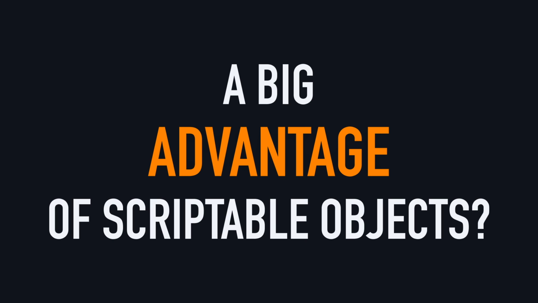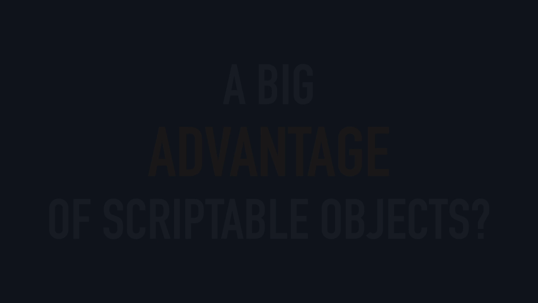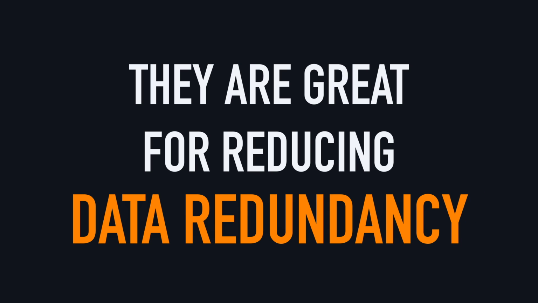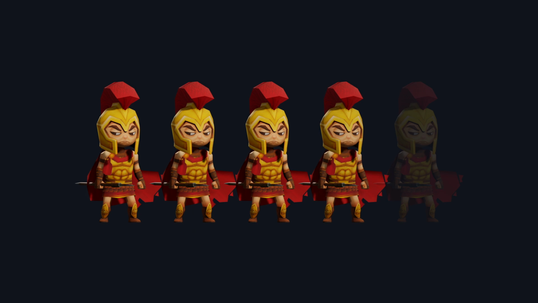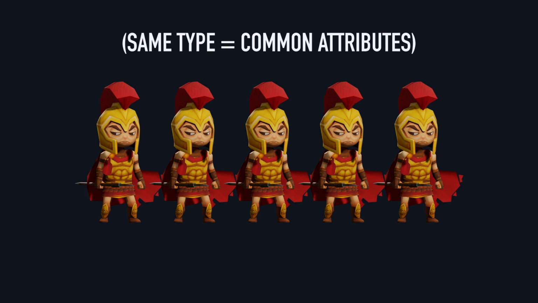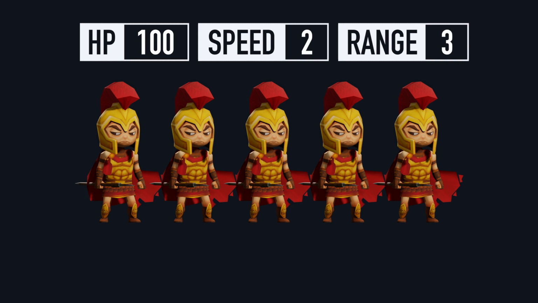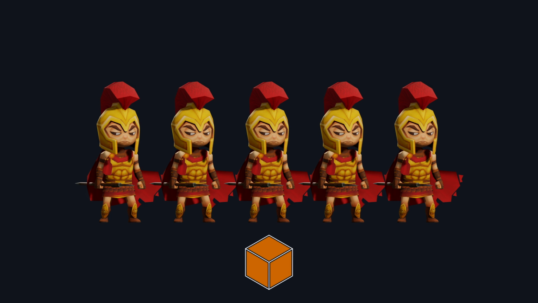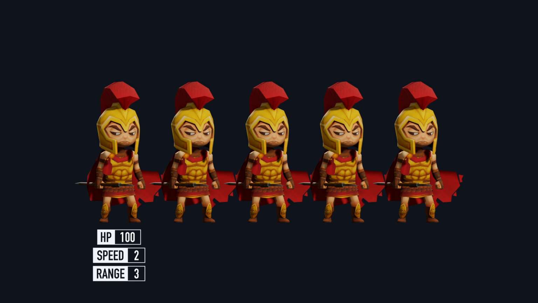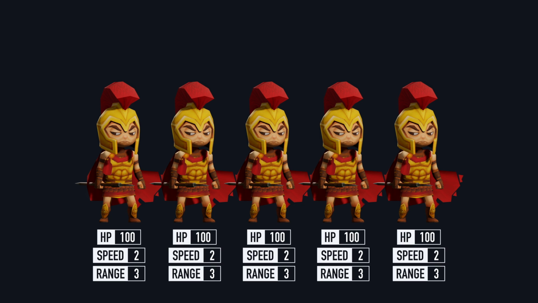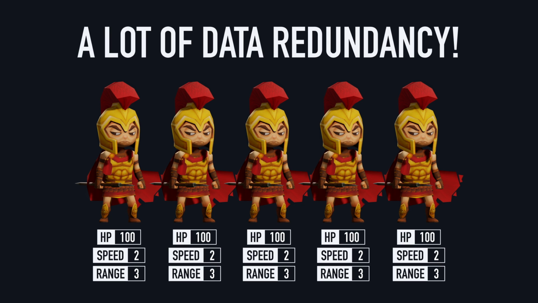One of the big advantages of scriptable objects is that they are obviously a great way to reduce data redundancy. Typically, if you have some enemies you want to spawn in your game that are all of the same type and therefore share some common attributes, for example the maximum health, the move speed, the attack range, etc., then it's interesting to use a scriptable object to define this abstract data, and have each instance point to it to get the values. In comparison, storing the data directly in the instance implies copying the same values over and over, which incurs a lot of data redundancy.